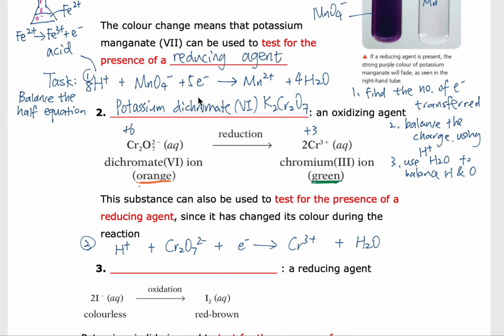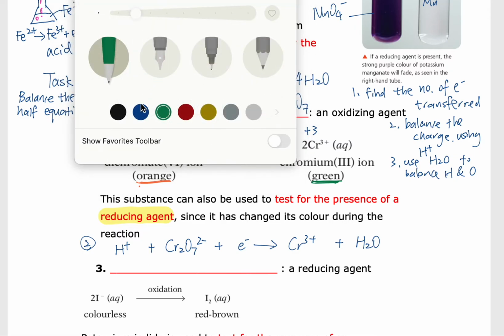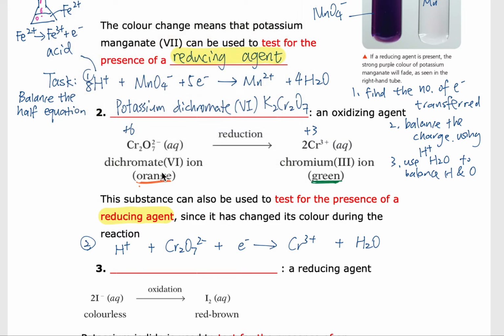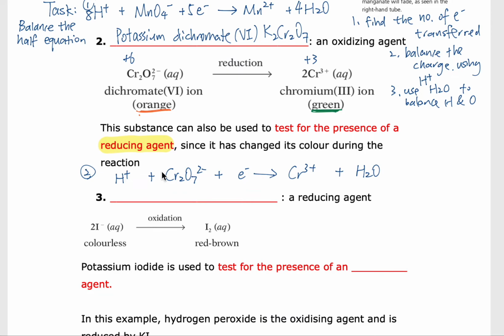Again, this is a test for the presence of a reducing agent, just like in the previous example. If there's a reducing agent, somebody can donate the electron to dichromate ion. Moving on, we have a very similar problem over here. So you can pause the video for a second to think about how to balance the half equation using the same steps.